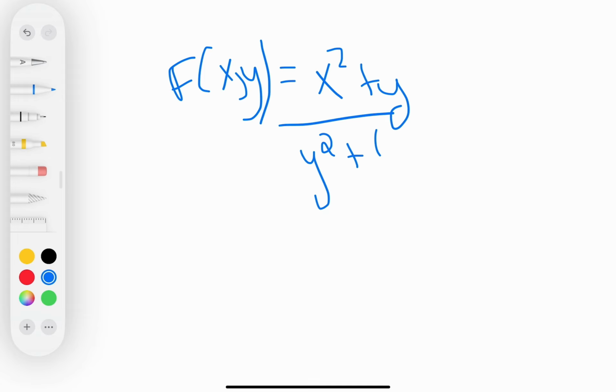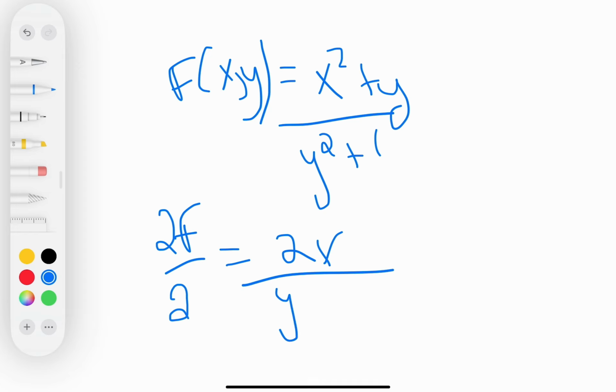So this little squiggly thing, f_x, it's just going to be 2x over y² + 1. It's simple. Since the denominator doesn't change with x, we leave it all alone and just focus on the top.